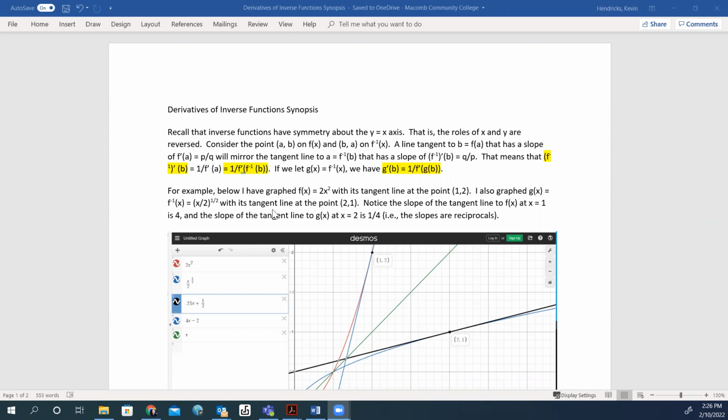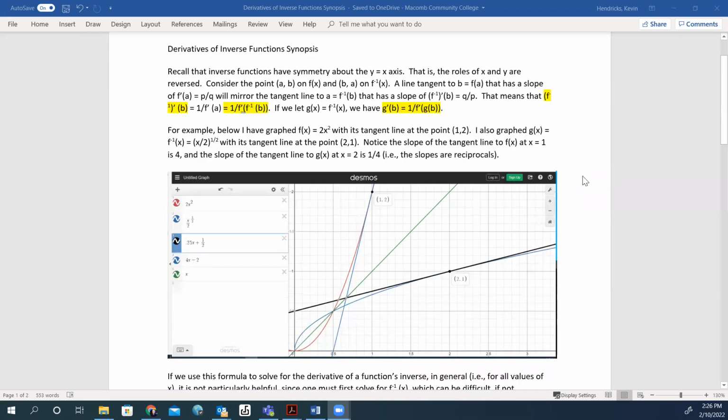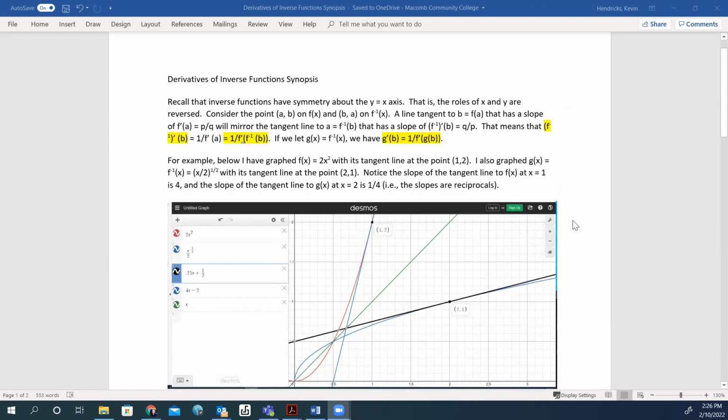So what I'm trying to do here is synthesize the main concepts of finding derivatives of inverse functions with a few examples. Okay, so we'll read through this and look over these examples, and hopefully it will give you a better idea of what's going on. You can see I've used Desmos to help me. So I write here, recall that inverse functions have symmetry about the y-axis.